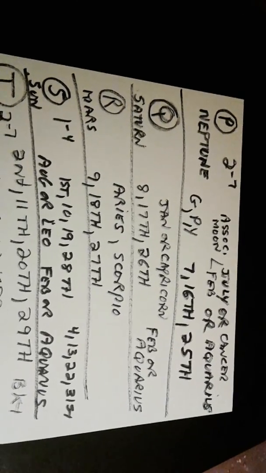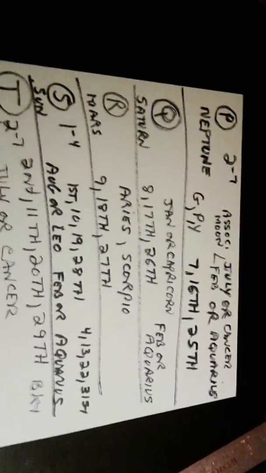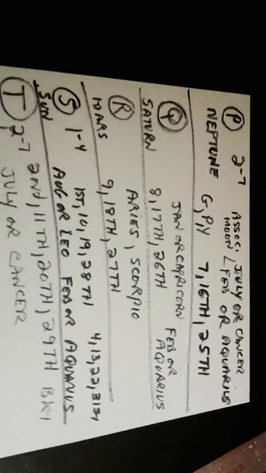Now, the R letter is a Mars letter. It relates to Aries and Scorpio, and those born on the 9th, 18th, or 27th day of any month.